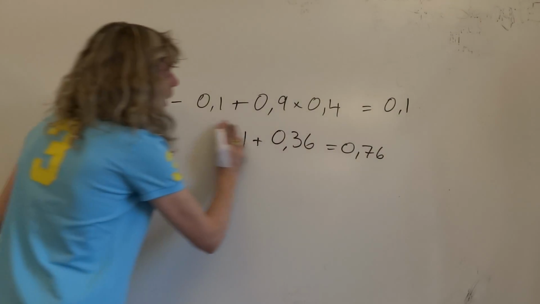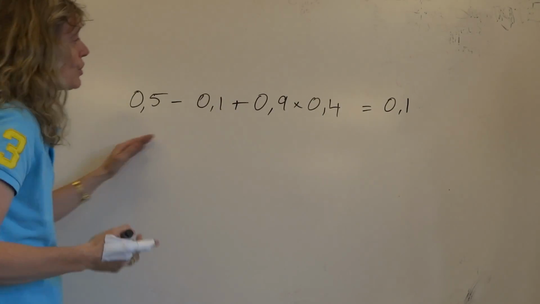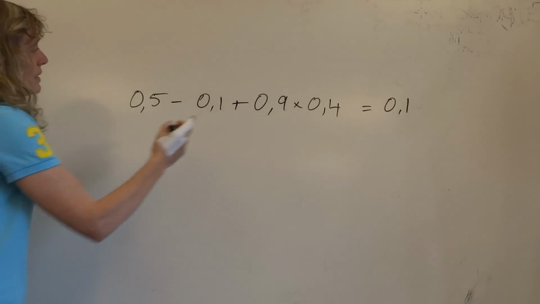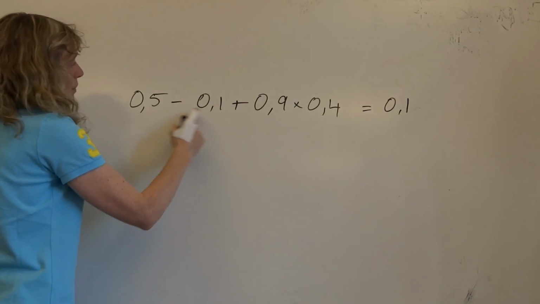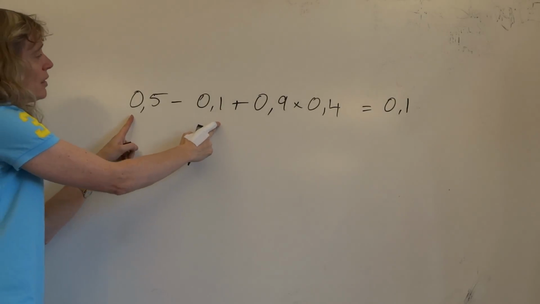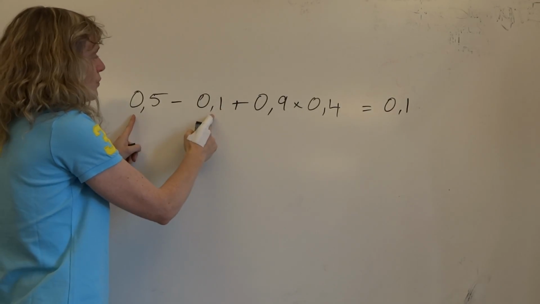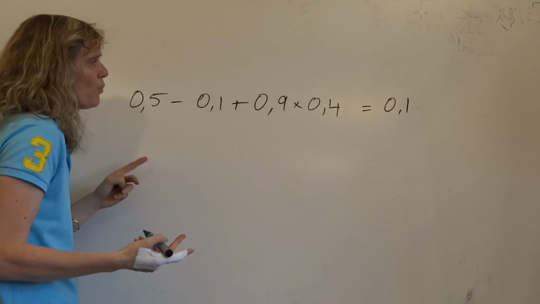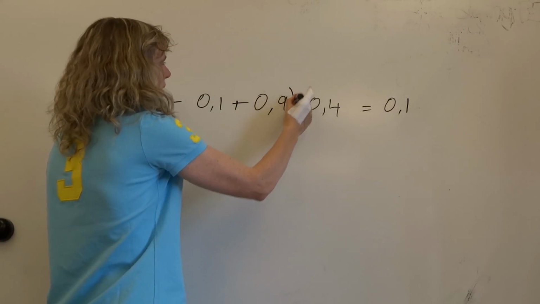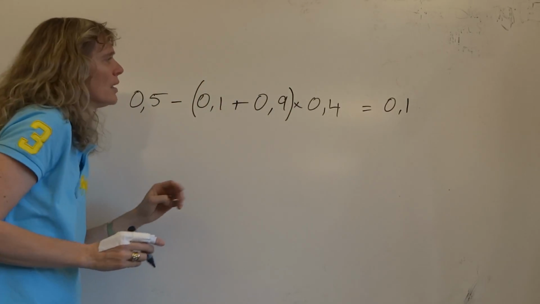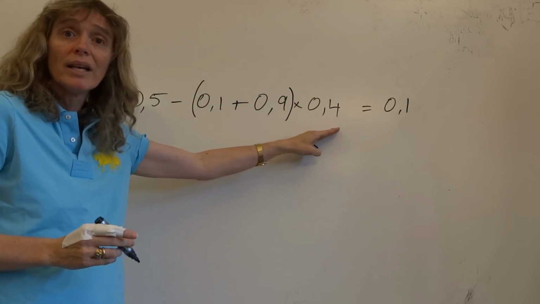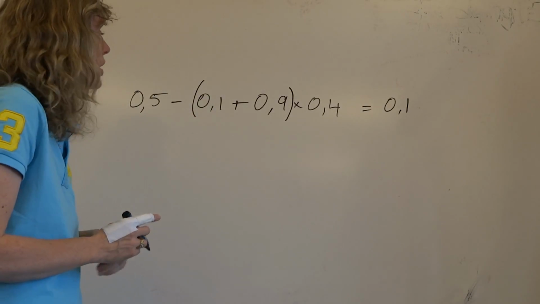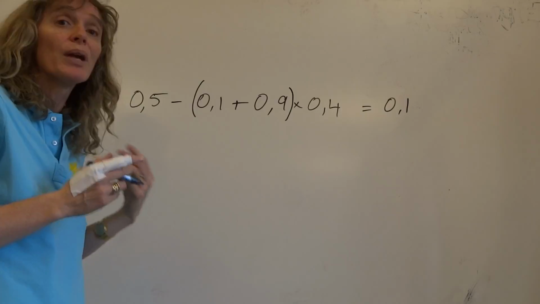So if we are going to make this statement correct, we have to put in a set of brackets somewhere. We could try and put in a set of brackets here, but that's not going to make any difference because 0.5 minus 0.1 is 0.4, and then we'd have nothing to do here. So there's only really one place we could put the brackets. It's here. Because 0.9 times 0.4 is already done first, and 0.5 minus 0.1 is already done in that order.